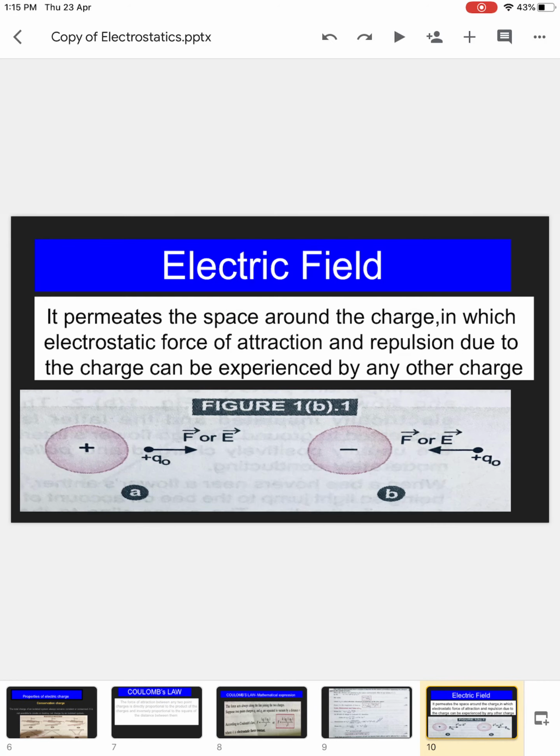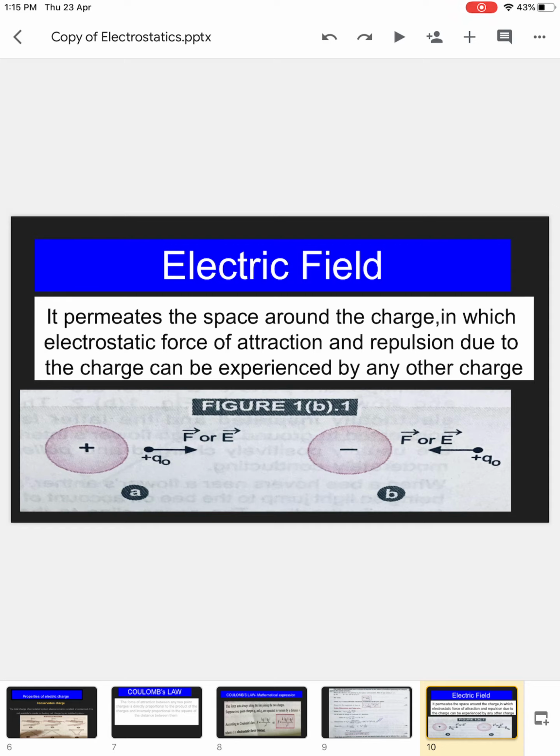Now electric field. Electric field is the space around a charge in which the electric force of attraction and repulsion due to the charge can be experienced by any other charge. So what does it mean actually? You can see figure A. Here is a positive charge, a bigger positive charge.